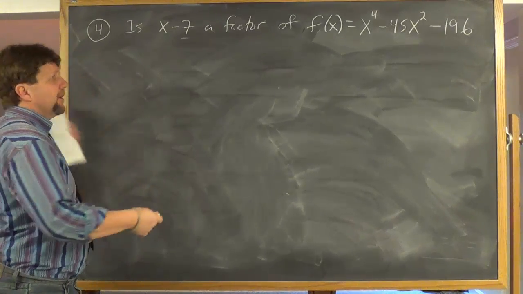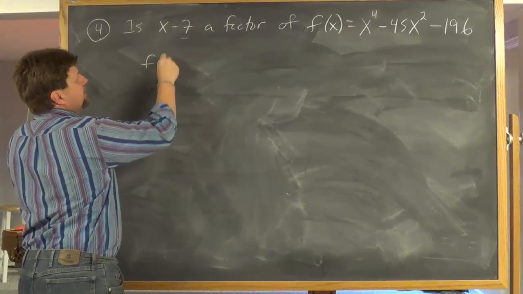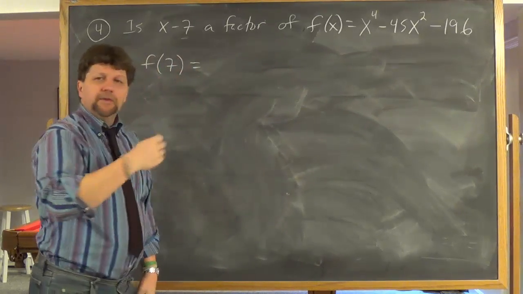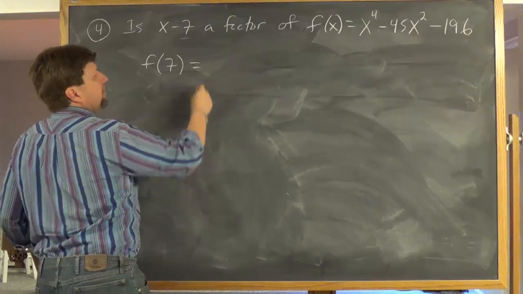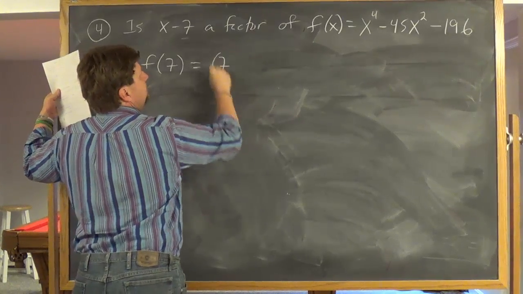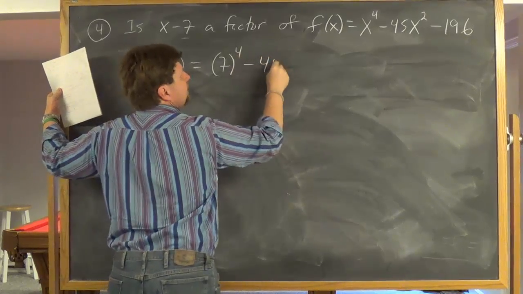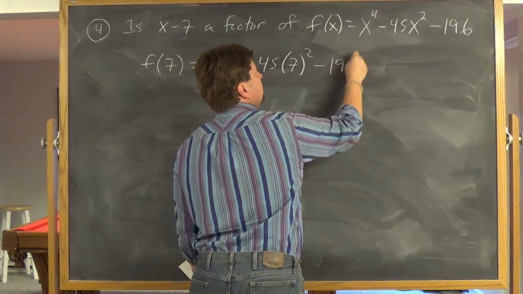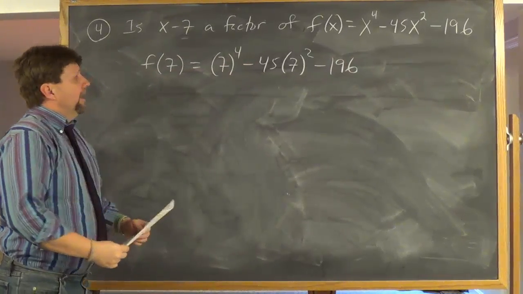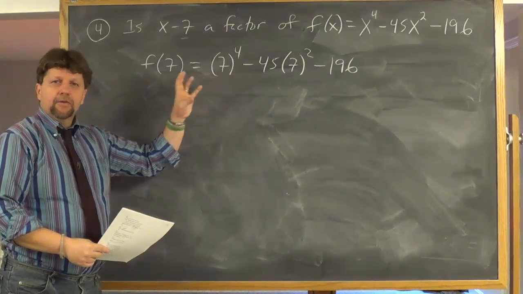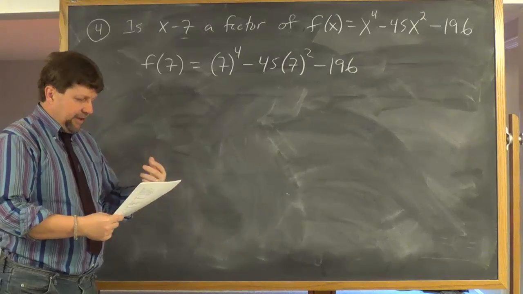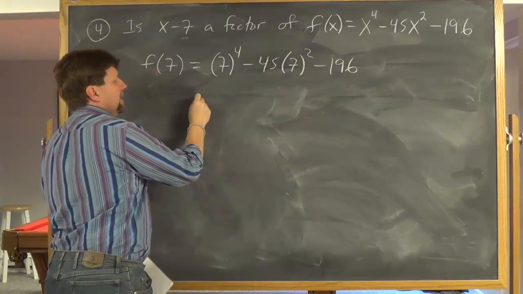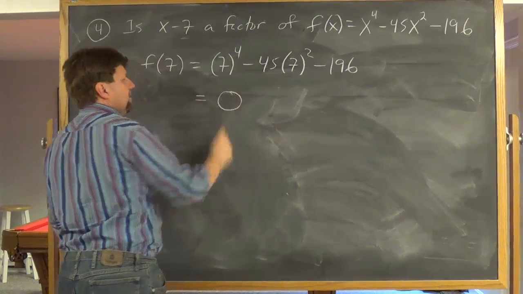So to use the factor theorem, you just simply evaluate the function at 7. That means we put 7 in for all the x's, and we get 7 to the fourth minus 45 times 7 squared minus 196. I'm glad I have a calculator to crank through those calculations. When I do 7 to the fourth minus 45 times 7 squared minus 196, I get a value of 0.